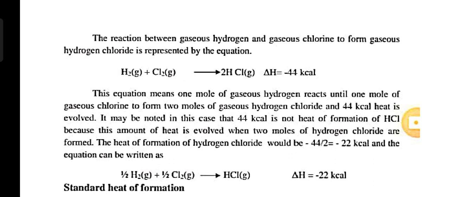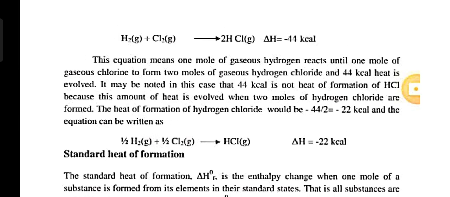It may be noted in this case that 44 kilocalorie is not the heat of formation of HCl, because this amount of heat is evolved when 2 moles of hydrogen chloride are formed. The heat of formation of hydrogen chloride would be −44/2 = −22 kilocalorie, and the equation can be written as half H2 plus half Cl2 give HCl gas, ΔH = −22 kilocalorie.